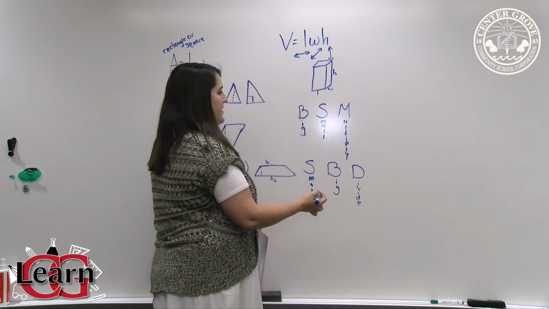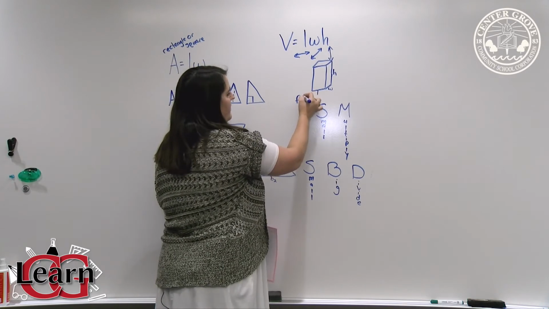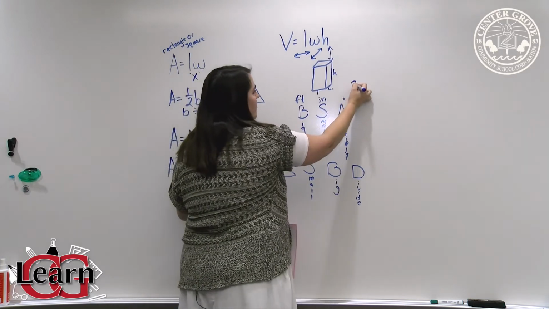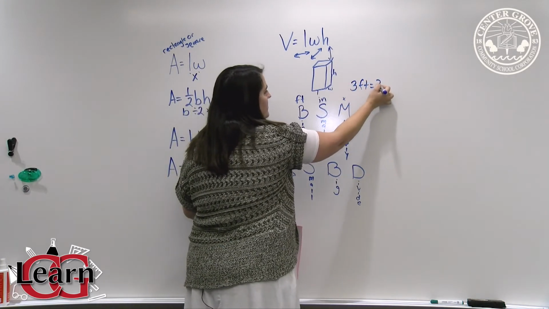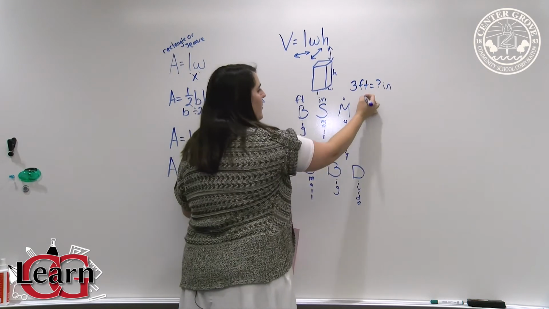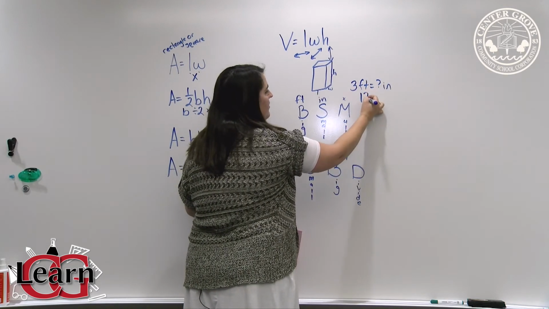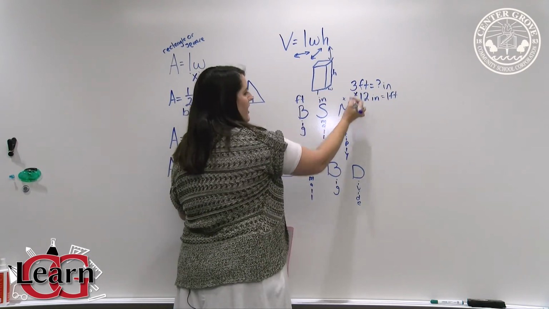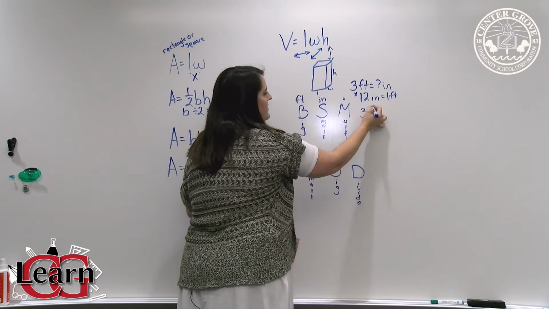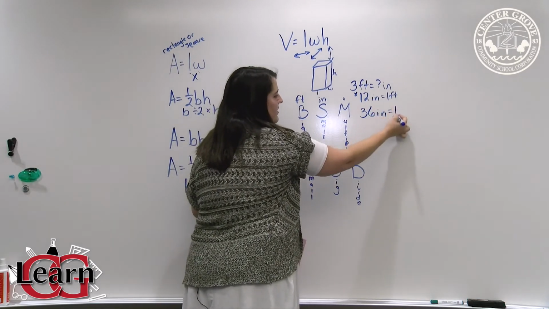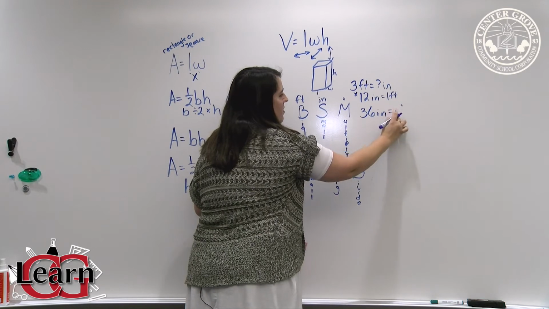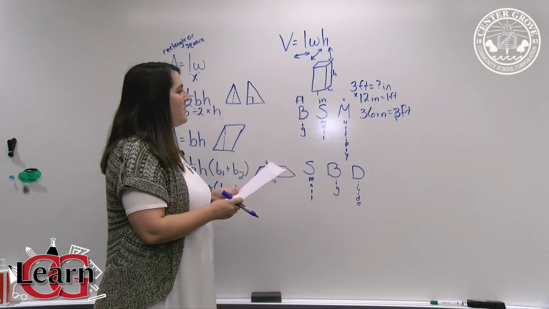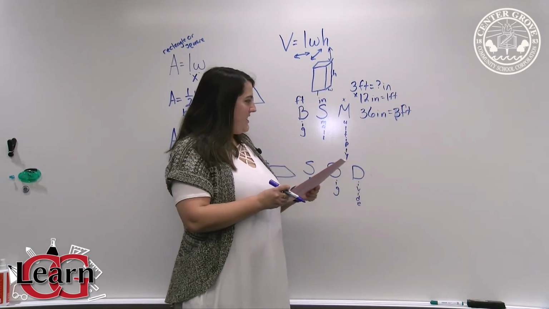And so an example of this would be if we were doing feet to inches, we're going to need to multiply. So for 3 feet equals how many inches, we know that there are 12 inches in 1 foot. So we're going to multiply 3 times 12, which gives us 36 inches in 3 feet. Okay, so we had 36 inches equals 3 feet.